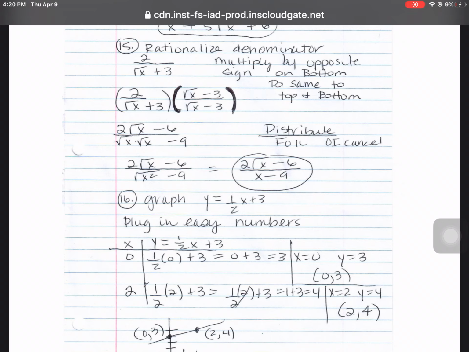So all you have to do is first, square root of x times square root of x, and then last, 3 times negative 3 equals negative 9. On the bottom, the square root of x squared equals x. On top, we distributed the 2.